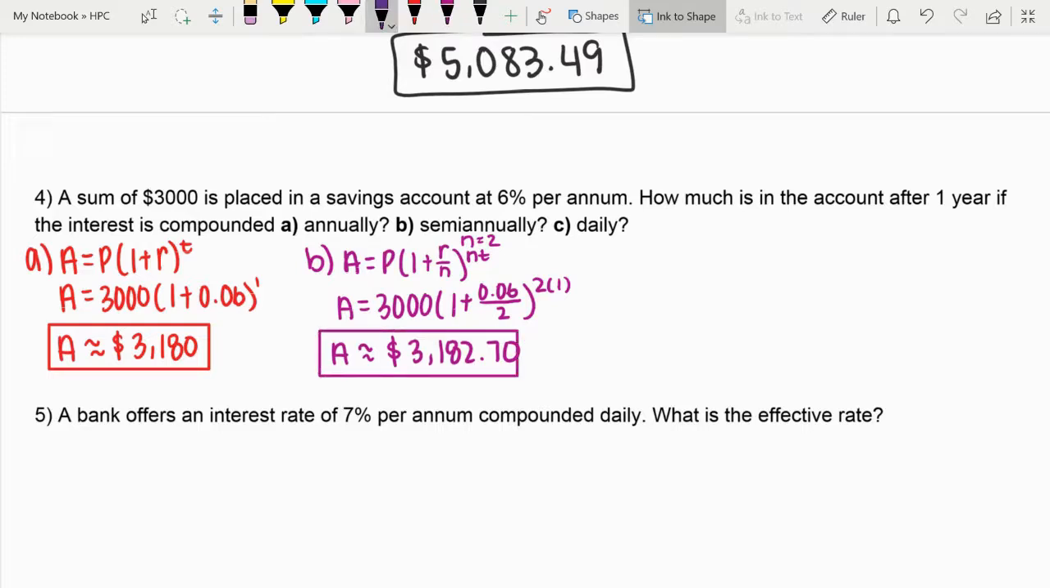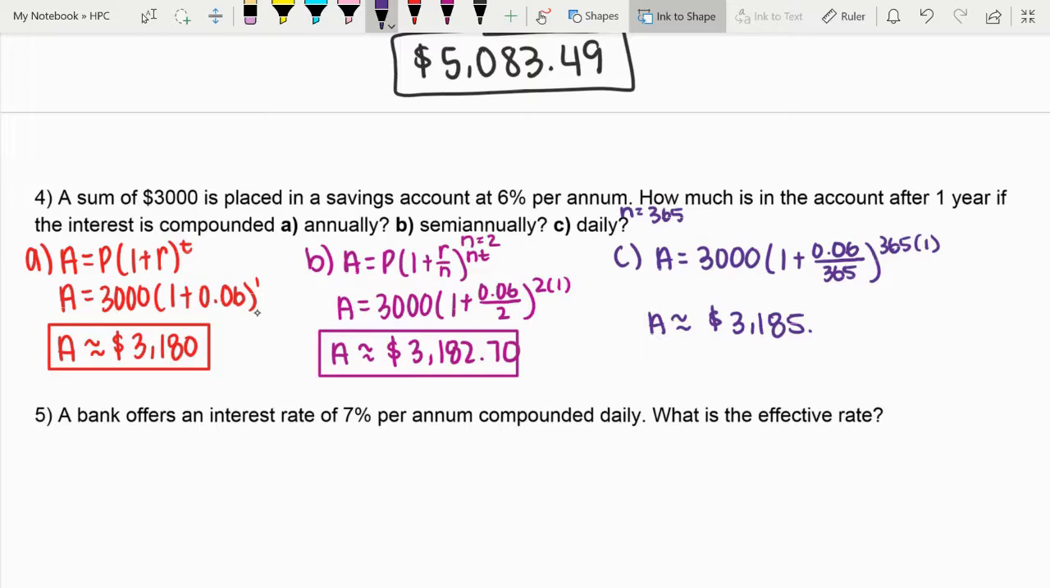Okay. And then last, part C, daily, that means that our N is equal to 365. So I'm going to use the same formula as part B. So A is equal to 3,000 times 1 plus 0.06 divided by 365, raised to 365 times 1. So if you type that again all into your calculator, you end up with an ending amount of approximately $3,185.49.